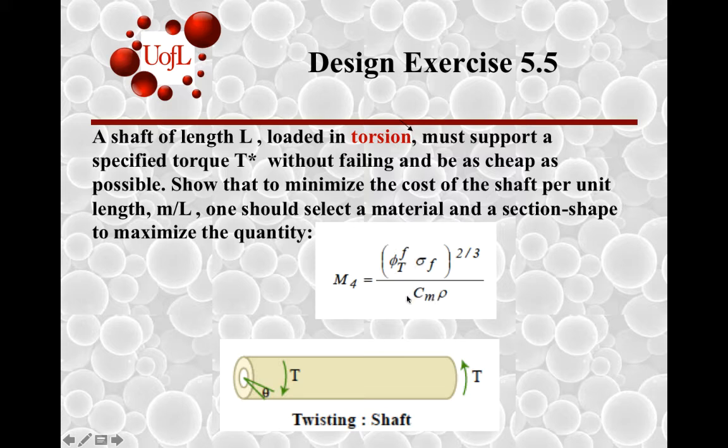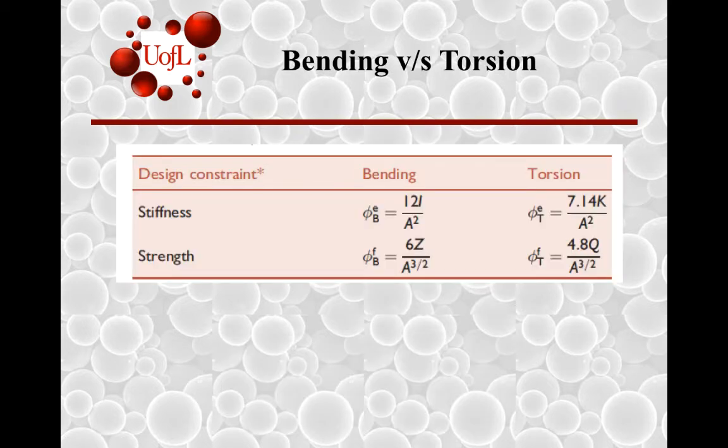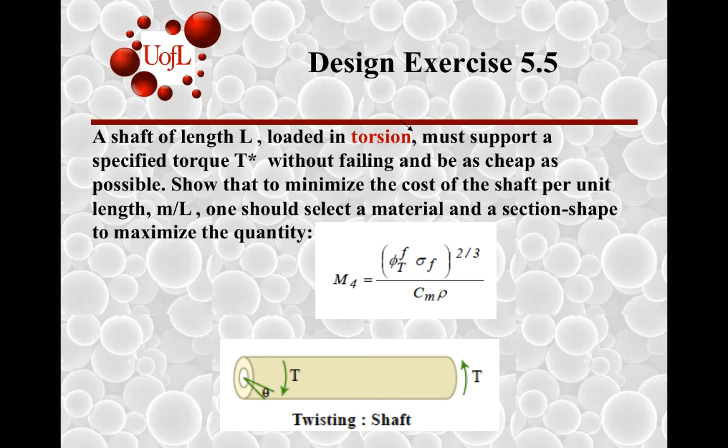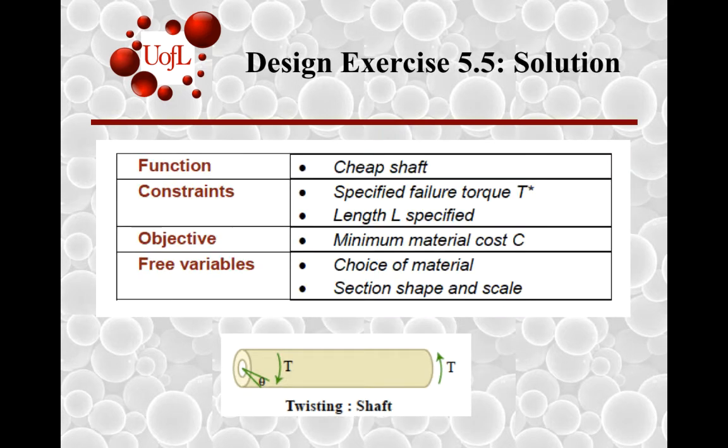Because we're minimizing cost instead of mass, the cost per unit mass is present in the denominator for this kind of a loading scenario. In order to derive that particular material index, let's pay attention to the term phi t, right, under failure, which is 4.8q divided by A raised to 3 over 2. So what we will do is use this parameter and then eliminate A from the equation, and then we can derive this particular scenario.